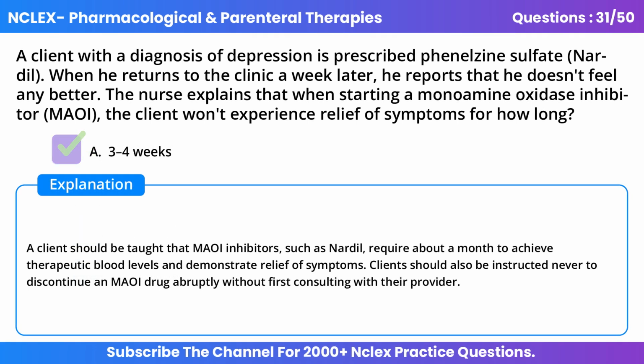A client should be taught that MAOIs, such as Nardil, require about a month to achieve therapeutic blood levels and demonstrate relief of symptoms. Clients should also be instructed never to discontinue an MAOI drug abruptly without first consulting with their provider.